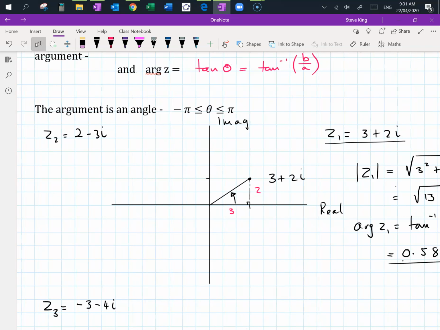The point z2 is at 2 minus 3i. Let's do this in a different color. So 2 is 2 along the horizontal axis, so that's to this point over here. And minus 3 is 3 down the imaginary axis, so it's going to be over here. So here is my point, 2 minus 3i. We get the line from the origin to that point.